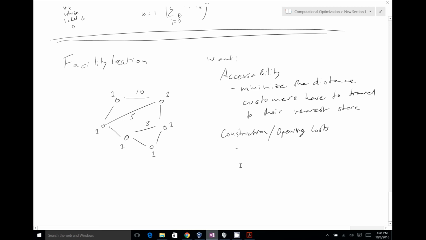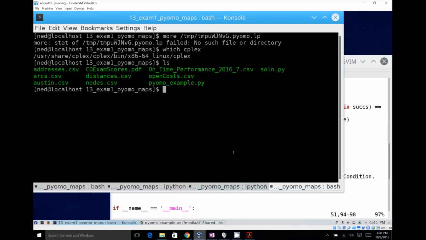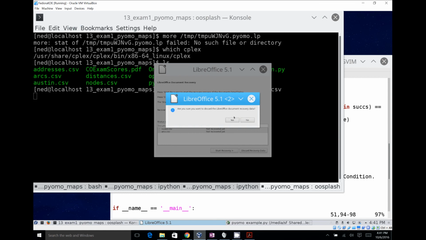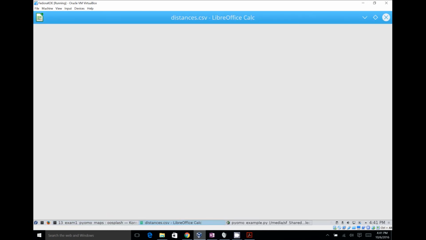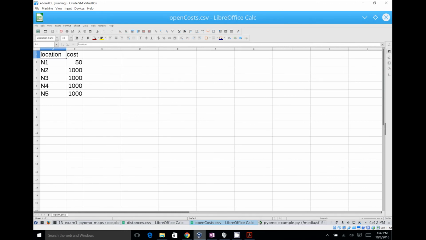So let's take a look at a specific data set and then try to write down an integer program that's going to help us pick which locations we're going to put things in. I've created a small example data set here. Here I have some opening costs. I have 5 nodes, and N1 is relatively cheap compared to N2, N3, N4, and N5.